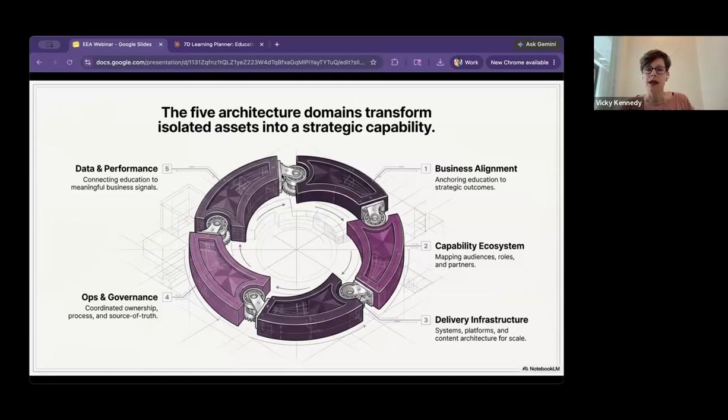That's the first piece. The second piece is, is it also aligned to the other initiatives that are doing the same thing? So if we have education that is specifically to accelerate customer onboarding, is that clearly aligned with other teams that are accelerating customer onboarding? Because that's where something can break down as well, right?